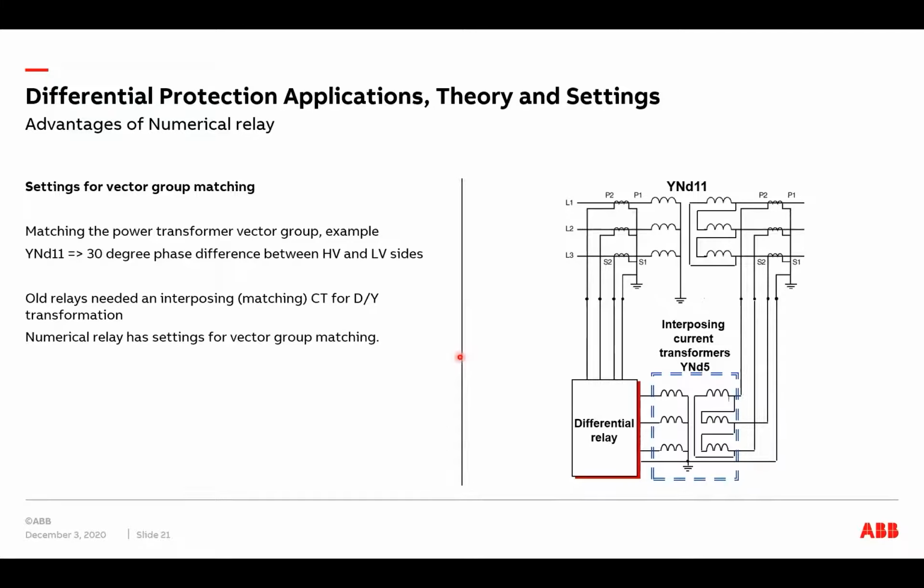But again, since this can now be done with the settings in the relay, telling the protection what type of windings we have in the power transformer, we don't need the interposing CT anymore.